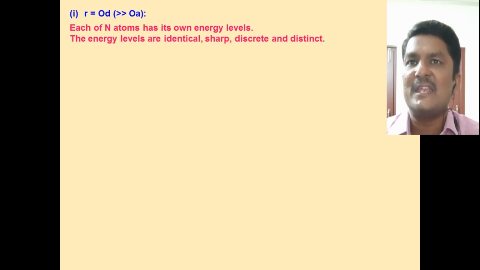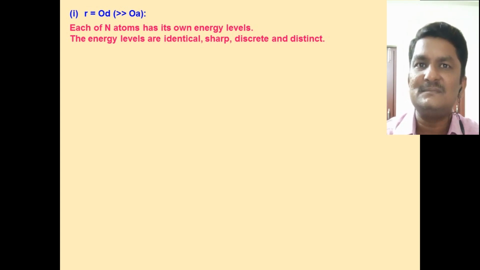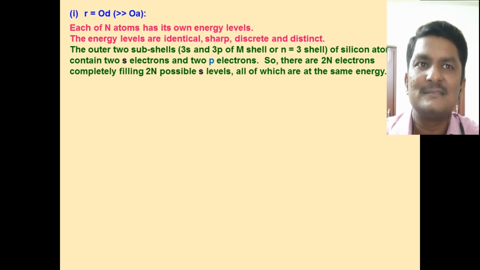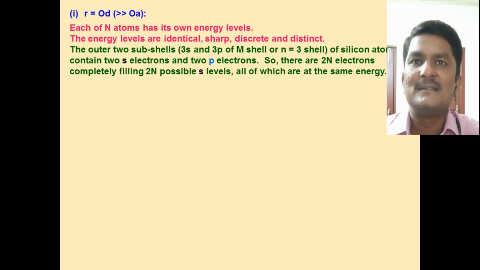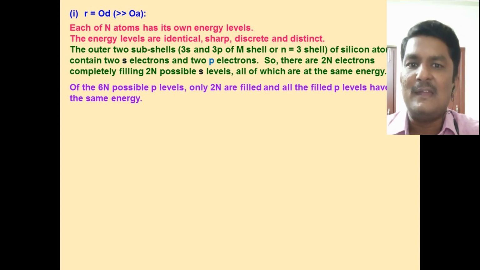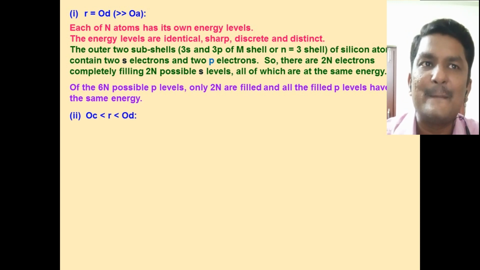The first case, R equals OD, far greater than OA. There are 2n electrons completely filling 2n possible S levels, and out of 6n possible P levels, 2n are filled.